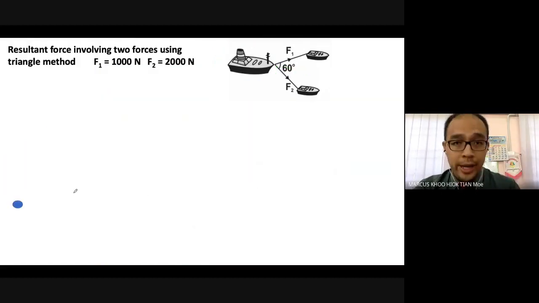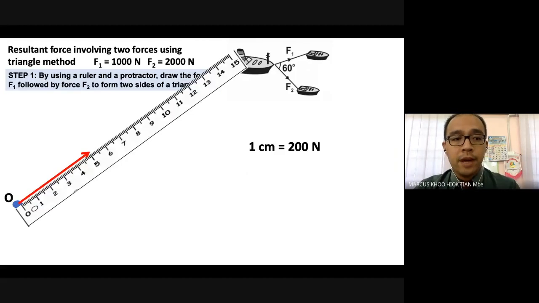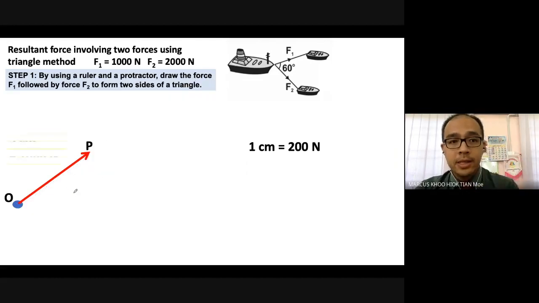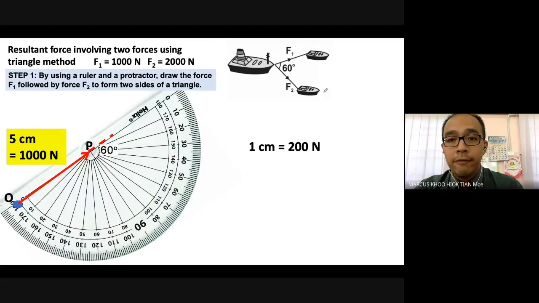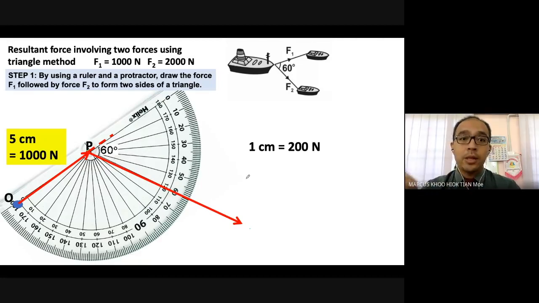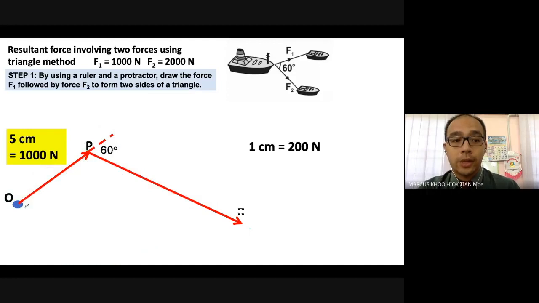If you're going to use the triangle method, okay, it's also the same thing. You draw the first one, 5 cm, because it's 1000 newtons. But the difference is this, you have to sambung the F2 punya vector from the end of the F1. So it's F1 and then plus F2. Remember vector? Dia mesti bersambung. If you remember the vector when you learn in admaths with Puan Lim, you know that the two vectors mesti bersambung. And then the resultant vector is the shortcut.